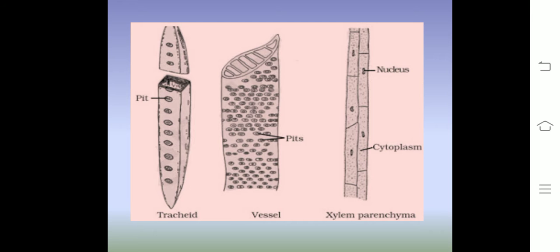This is the diagrammatic representation of elements of xylem. As you can see, tracheids and vessels are tube-like structures, and tracheids and vessels also have pits. Pits are the small pores through which the transportation becomes easier.